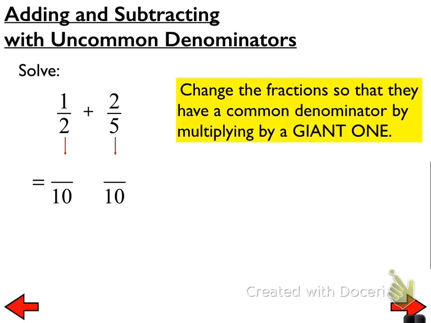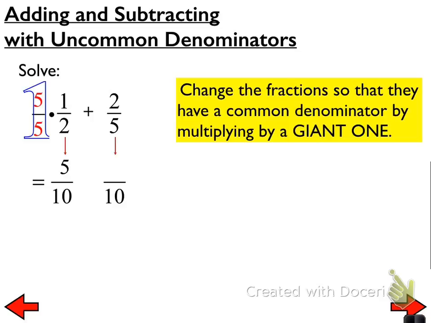Notice in yellow it says change the fractions so that they have a common denominator by multiplying it by a giant 1. What do I mean by a giant 1? Well, let's see. I went from a denominator of 2 to a denominator of 10. How did that happen? I have to multiply it by 5. So I'm going to go ahead and multiply it by 5 over 5. Why? Because what's 5 over 5? 1. So it's a giant 1, meaning multiplying anything by 1 doesn't change its actual value. So now my numerator is not going to be 1 anymore. It's actually going to be 5.